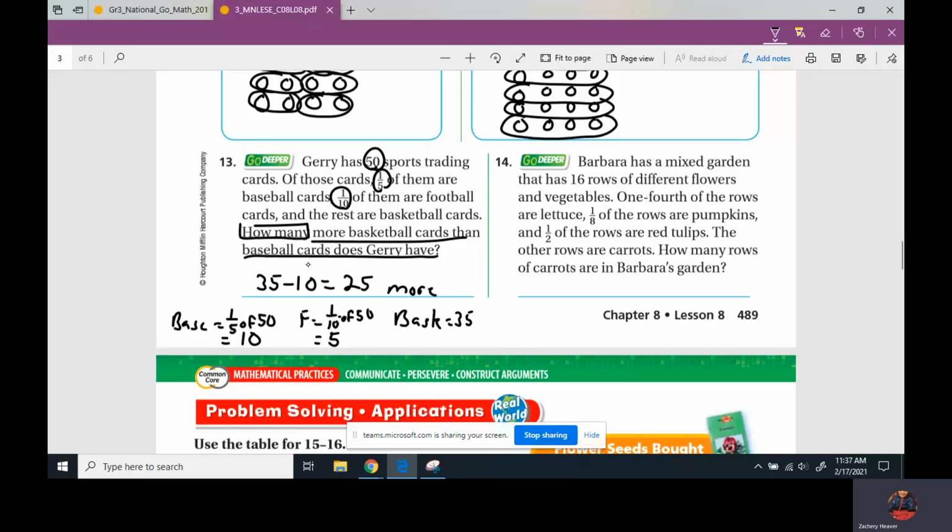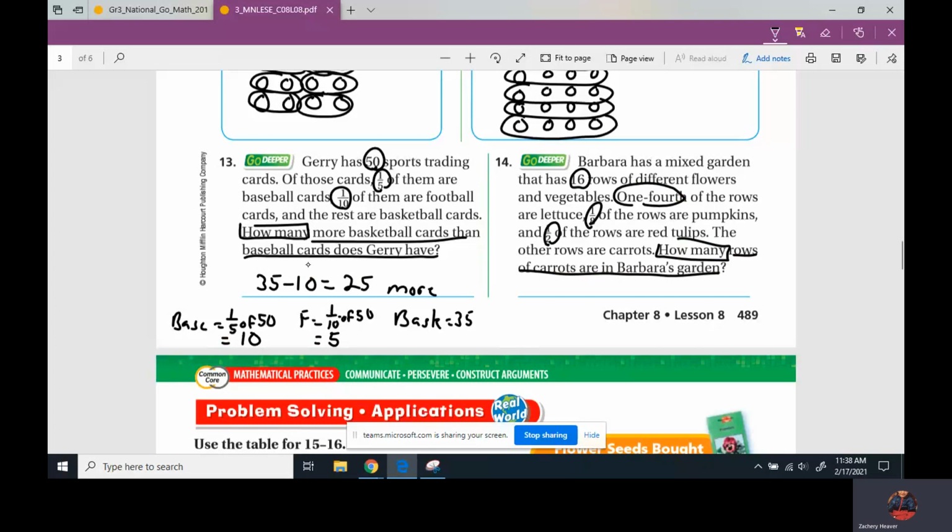Barbara has a mixed garden that has 16 rows of different flowers and vegetables. 1/4 of the rows are lettuce, 1/8 of the rows are pumpkins, and 1/2 are tulips. The other rows are carrots. How many rows of carrots are in Barbara's garden? So we'll do the same thing. Let's just set it up.